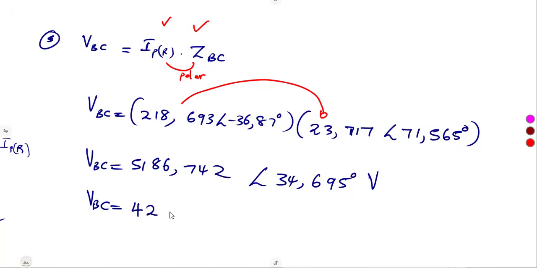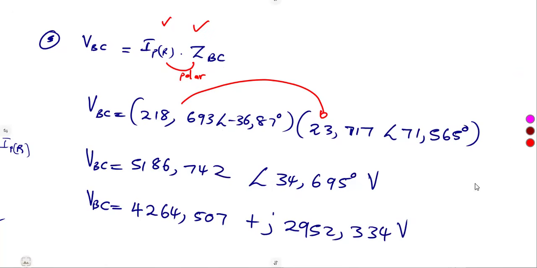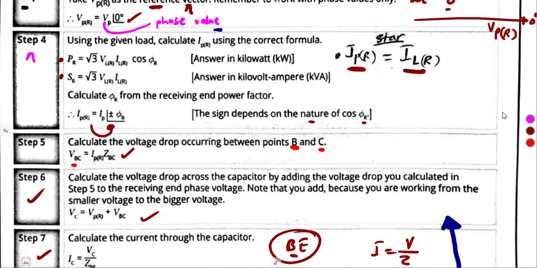Which was going to give us 4,264,507 plus J 2,952,334. So that is it. We have got our answers, both presented in polar and rectangular form. So that's our step 5, finding what? The voltage drop across B and C.